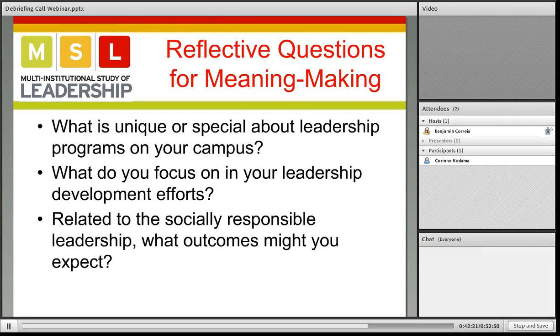The first thing is, what is unique or special about leadership programs on your campus? What do you focus on in your efforts? Is there some particular aspect of socially responsible leadership that you target or not? That can help set up your expectations for what you would want to find in your report. Do you target some aspects of socially responsible leadership directly, or is it more a general leadership program with a combination of a variety of different philosophies and outcomes? That often is reflected in the scores that you get.